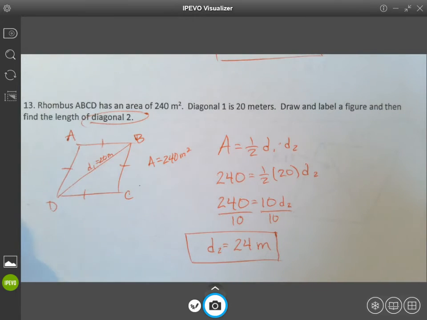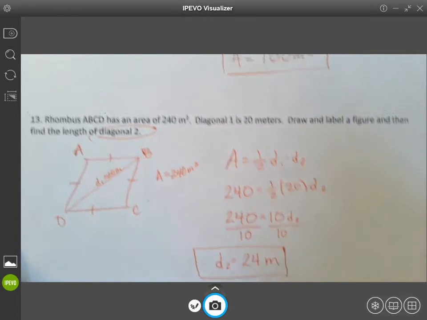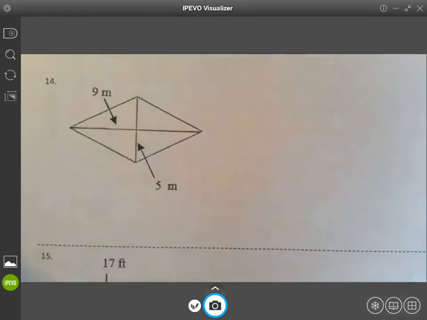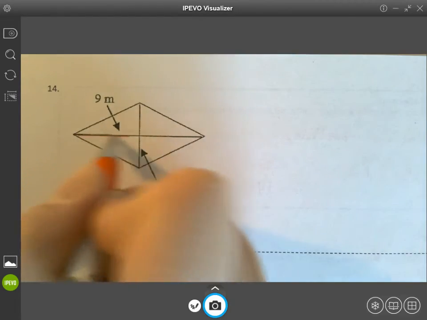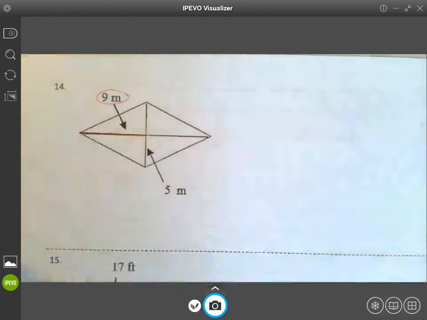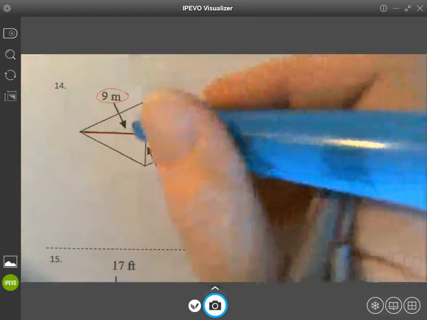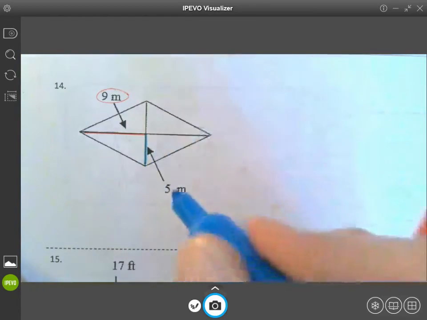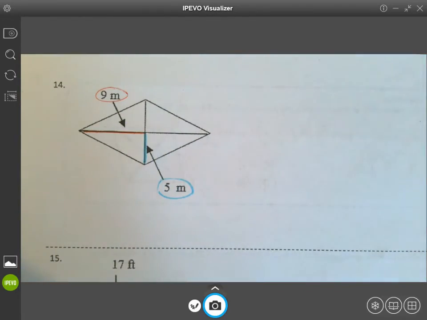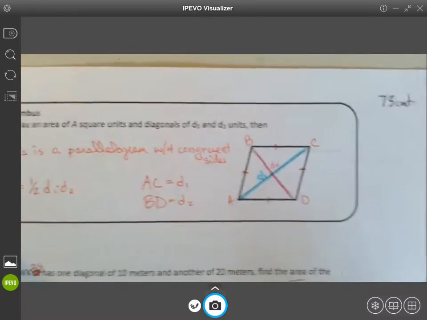If you flip it over and you look at number 14, they don't give you the diagonals. What they give you is a piece. This piece right here is 9. And this piece right here is 5. Do you see how they give us those pieces? So there's a really important rule that we need to go back and draw in our rhombus. So I'm flipping it back. I know we just came over.